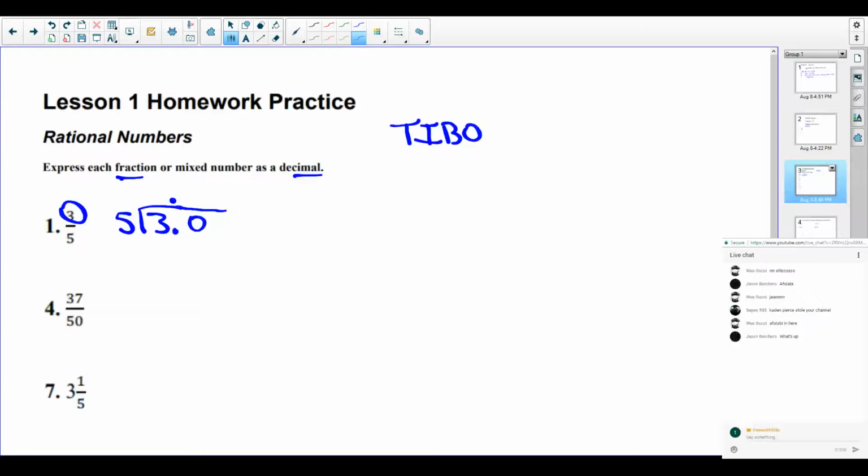So 5 goes into 30 6 times. And then 6 times 5 is 30. 30 minus 30 is nothing. And we're all done. So 3/5 is equivalent to 0.6.